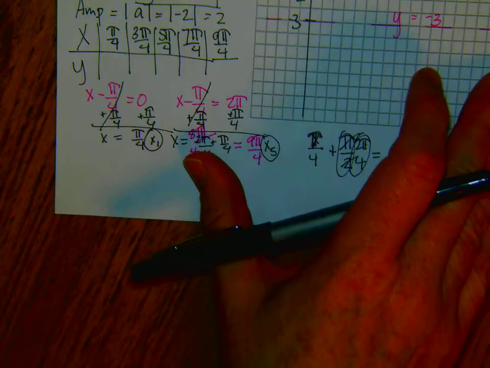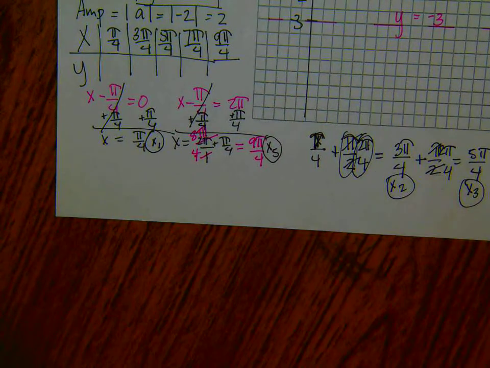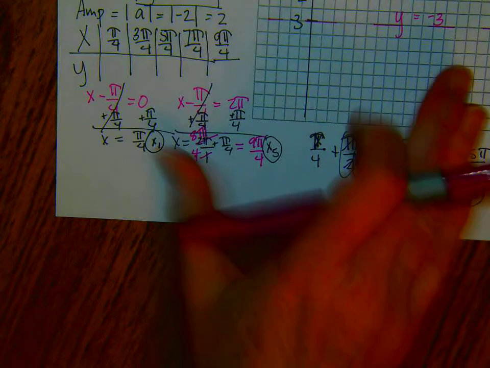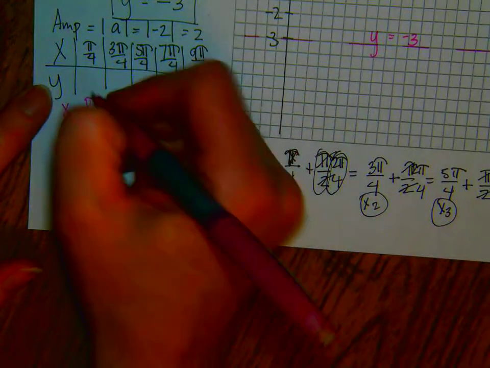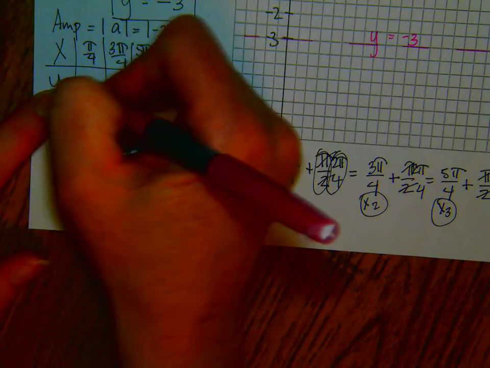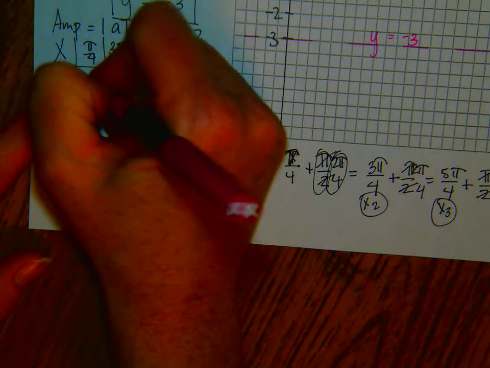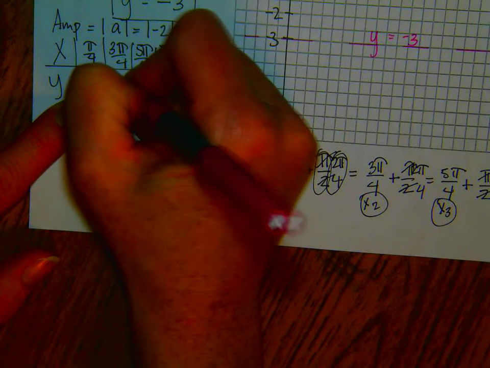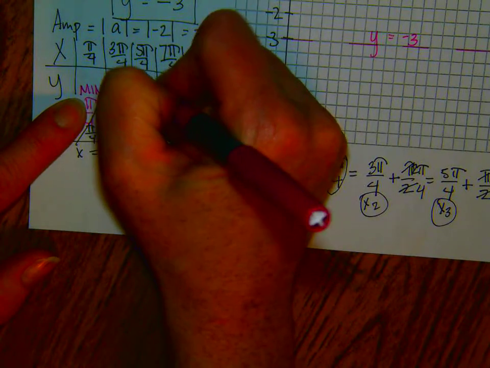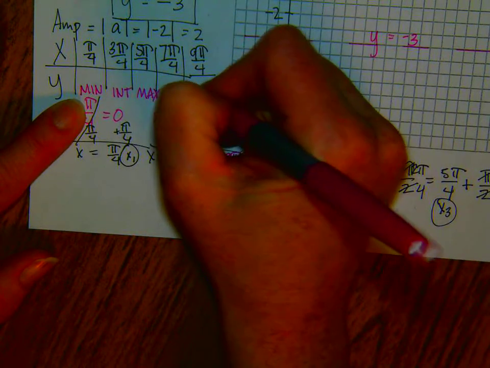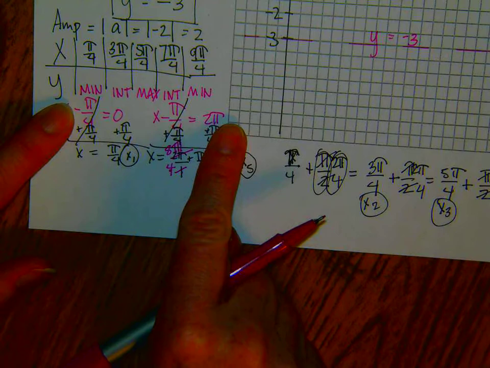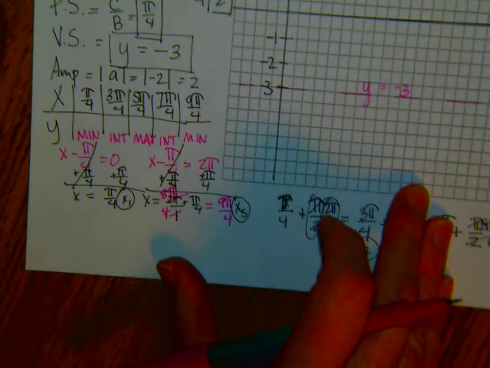How do we get our y values? Well, the first thing we do is look at our problem again. We have a negative cosine. Let's get the pattern for our negative cosine. Negative cosine, we'd start at the bottom. We would have a minimum, an interval, a maximum, an interval, and then we'd get a minimum again. So we know the pattern for a cosine.